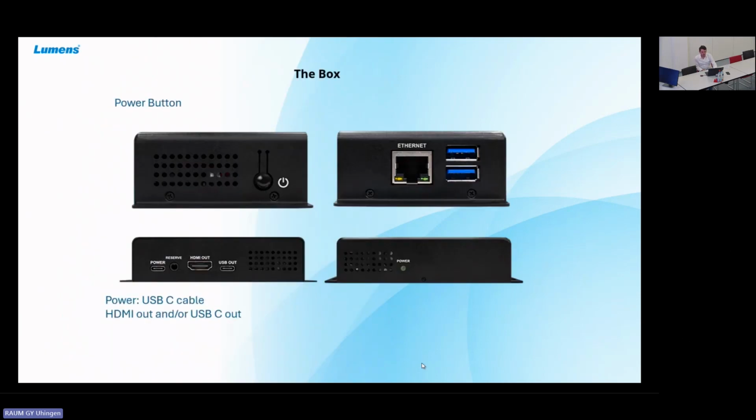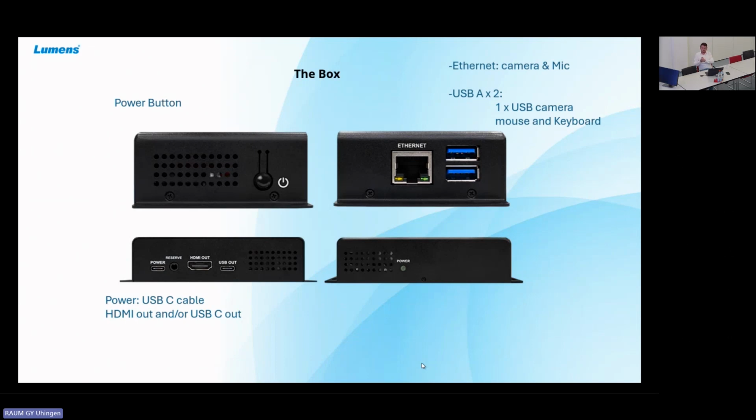As you can see, it's a black box. We're not going to show this picture too long, but what do you have? On the left top, you see we have a power button and an LED status light. We also have, if you look underneath, a USB-C power input, and then a USB-C out and HDMI out. They can work both at the same time if you want, or they can work independently, and you can set up that only one of the two works.